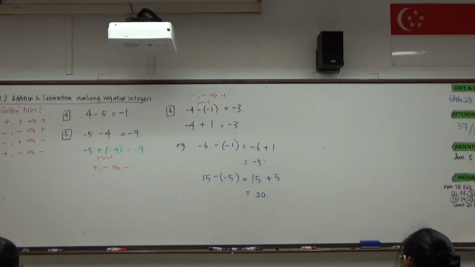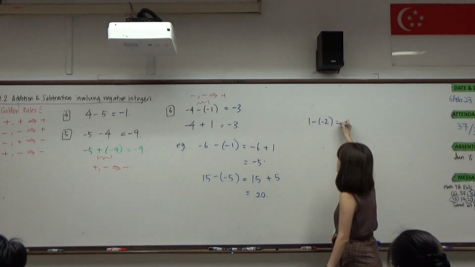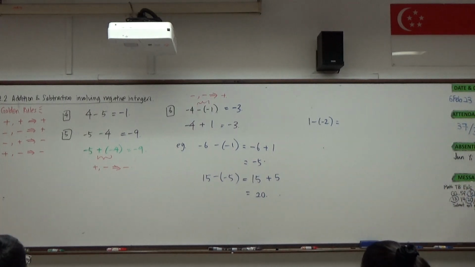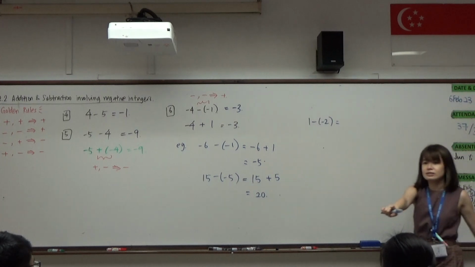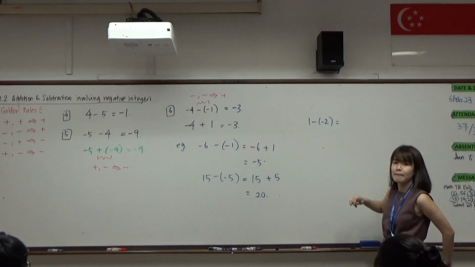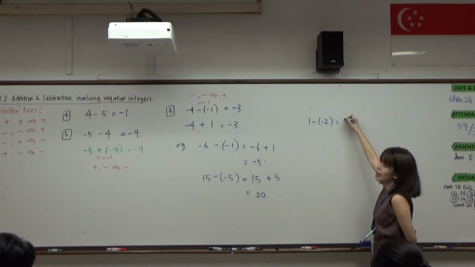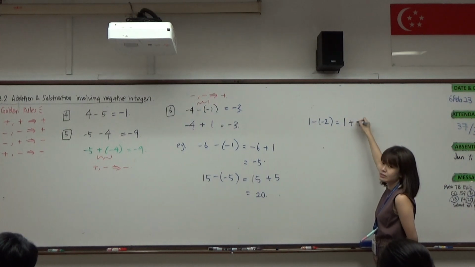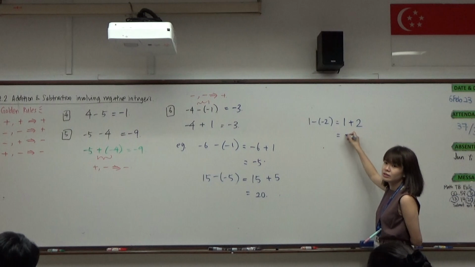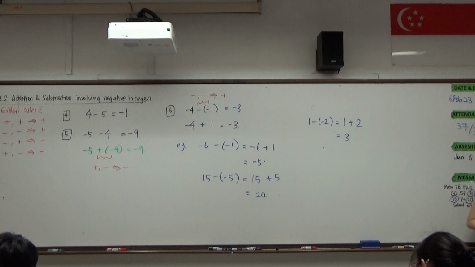And then one last question. 1 minus negative 2. Okay, what do I have? I have 2 Lucas in my class, right? This one is Lucas Ang. Lucas Ang, can you tell me what's the answer? Minus and minus becomes plus, so I will have 1 plus 2, that is 3, right? Okay, so this is what we have. Any questions?